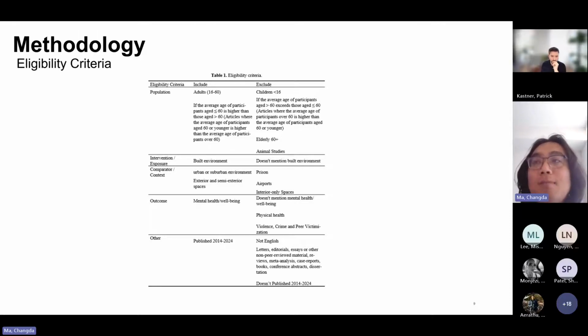Also, for outcomes, we include mental health or well-being and exclude studies that don't mention mental health and well-being, physical health, and violence, crime, and peer victimization. And for others, we exclude articles not in English, and letters, editorials, essays or other non-peer-reviewed materials.